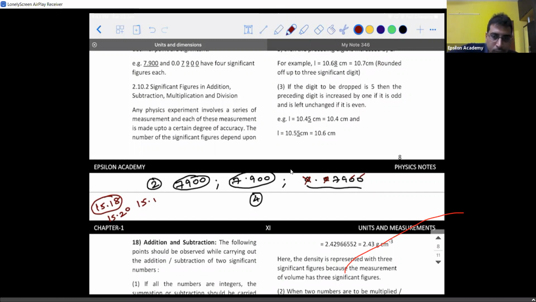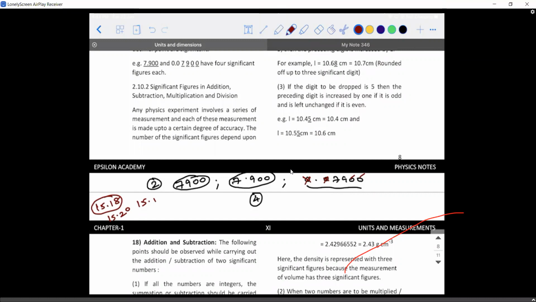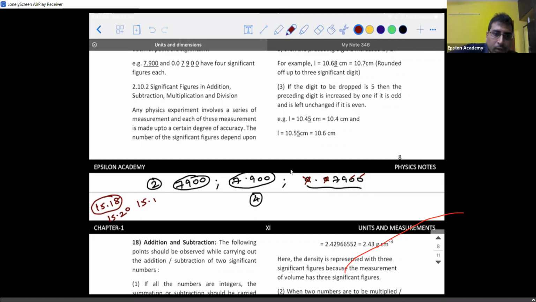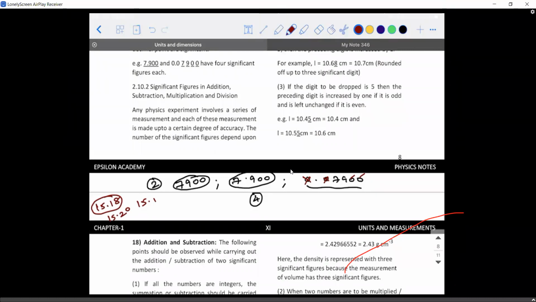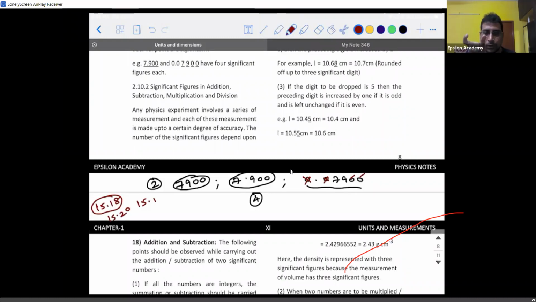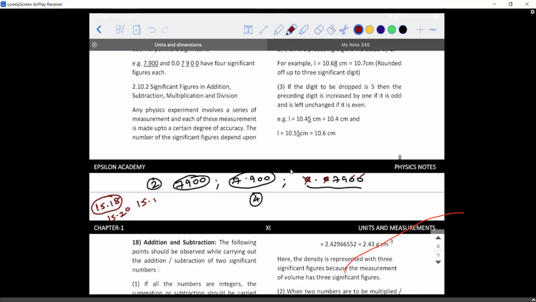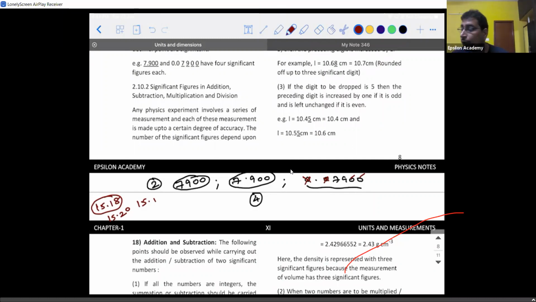5.20, sir. Why am I writing that 0 now? Sir, if we don't write the 0, it can also mean that my reading is only appropriate till 5.2, not more than that. Let's say you're taking 5 readings, okay?